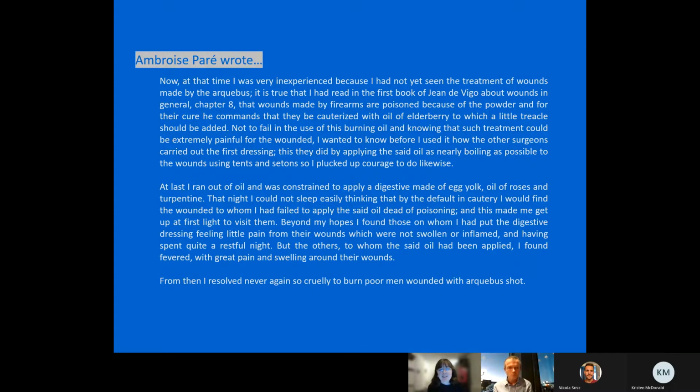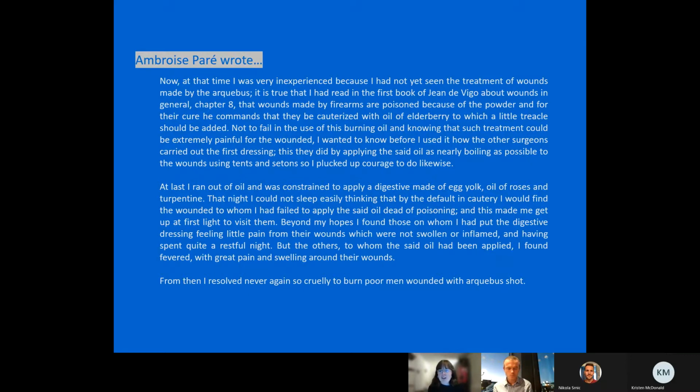So cauterized is the burning of the flesh. If you cauter the flesh, you burn the flesh. Not to fail in the use of this burning oil, and knowing that such treatment could be extremely painful for the wounded, I wanted to know before I used it how the other students carried out the first dressing. This they did by applying the said oil as nearly boiling as possible to the wounds using tents and setons. So I plucked up the courage to do likewise.